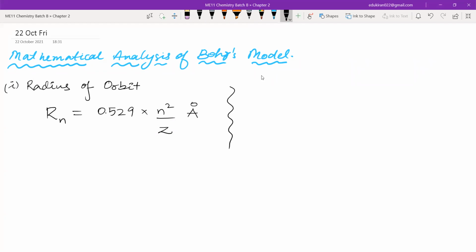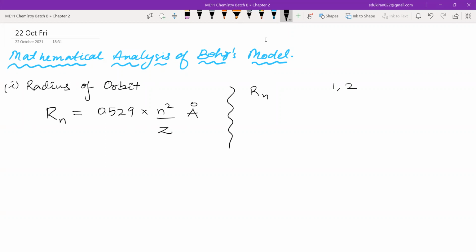Now you can simply understand this in this way. You have the radius of the nth orbit. Now tell me, if I have the first orbit and the second, will the radius be larger for first or second?